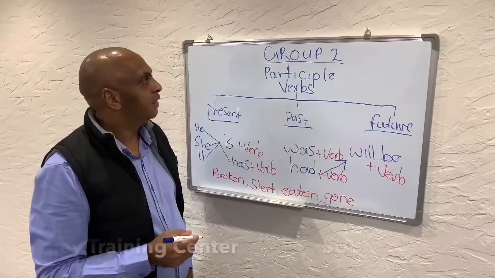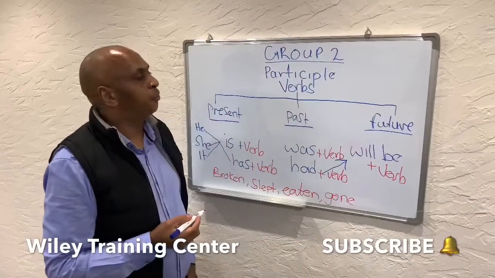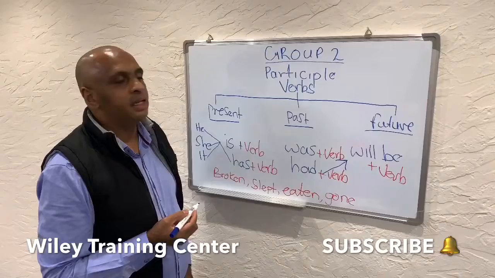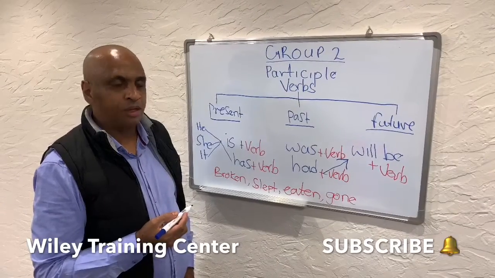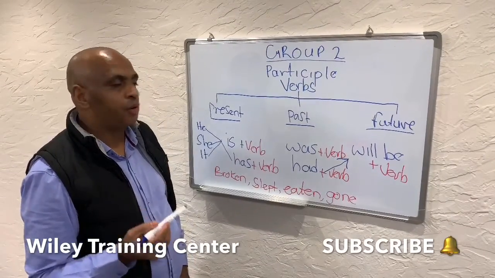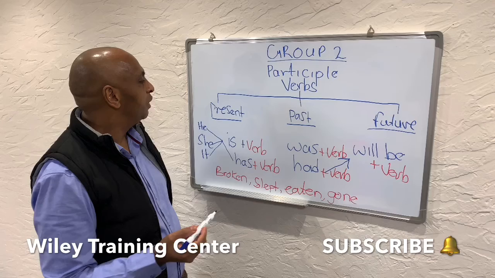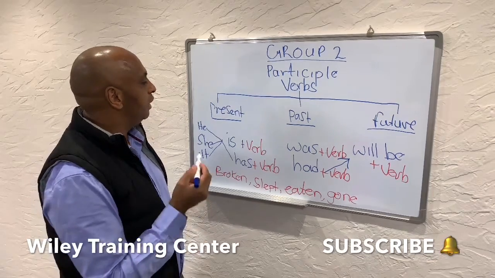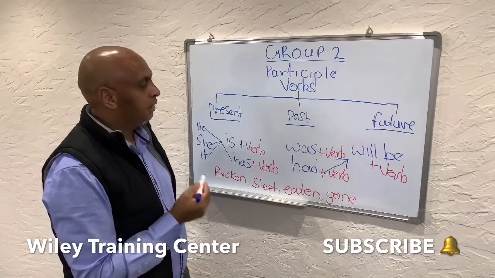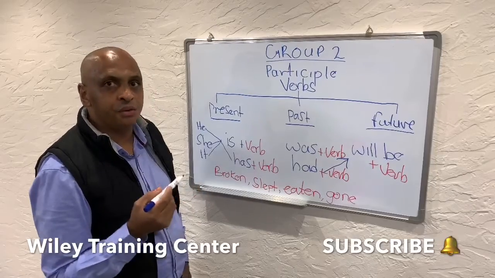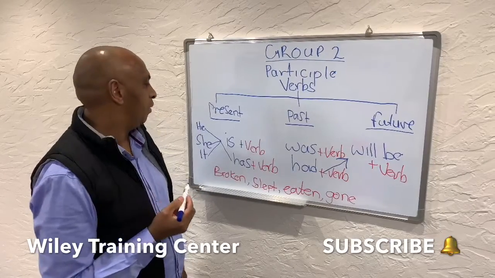Welcome back. Today we are going to look at group 2. Group 2 is the participle verbs. As we discussed before, we divided the participle verbs into 3: the present tense, the past tense, and the future tense participle verbs.